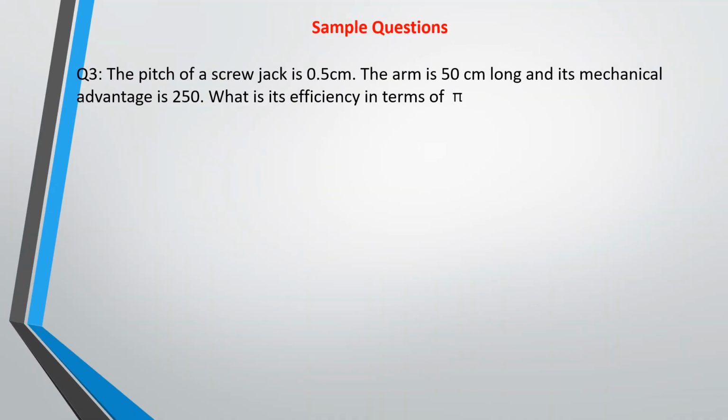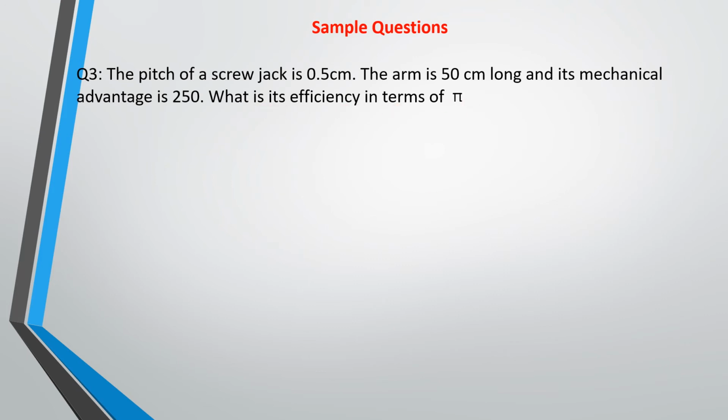So this is a sample problem that we need to solve. The pitch of a screw jack is 0.5 centimeters. The arm is 50 centimeters long. This arm is the radius of the turning bar, and its mechanical advantage is 250. What is its efficiency in terms of pi?